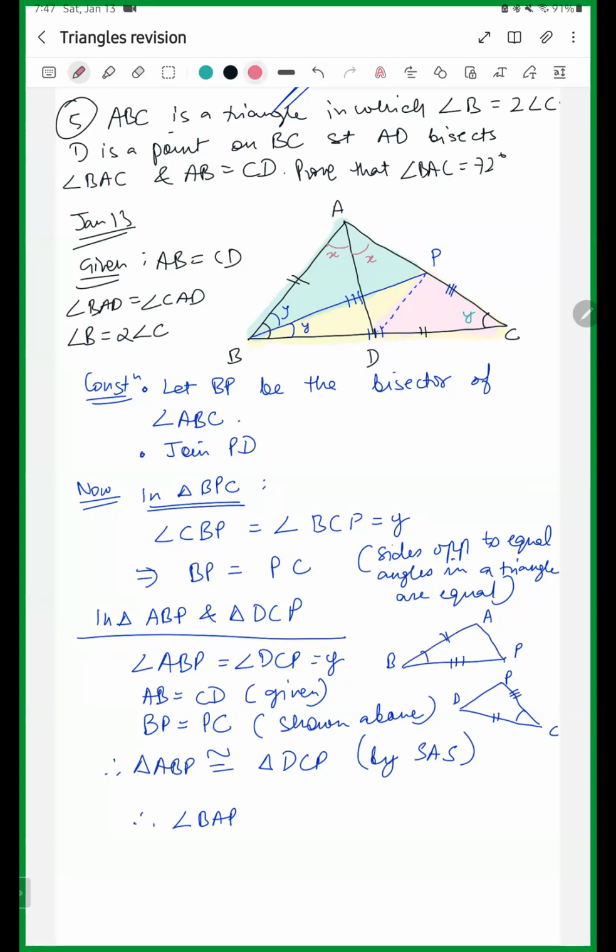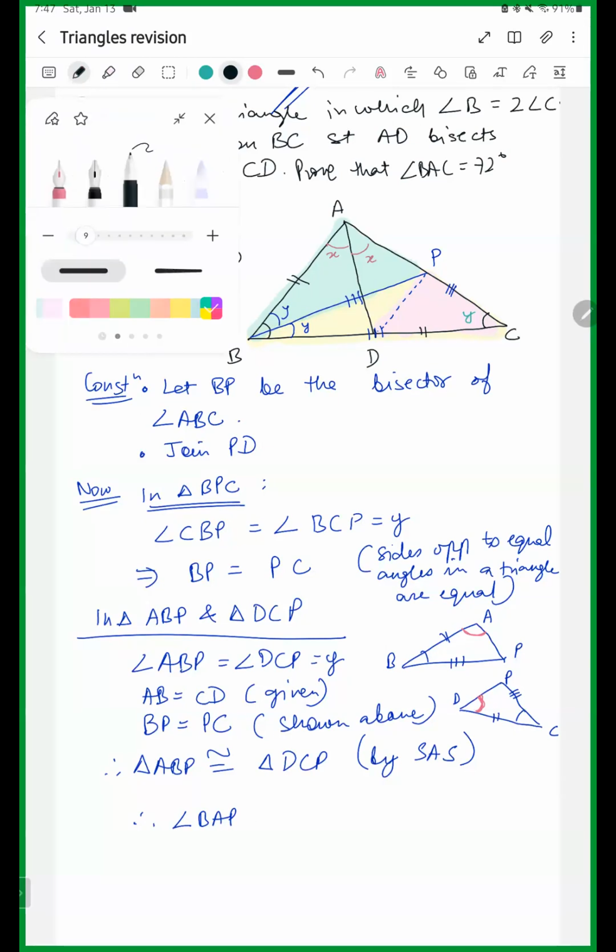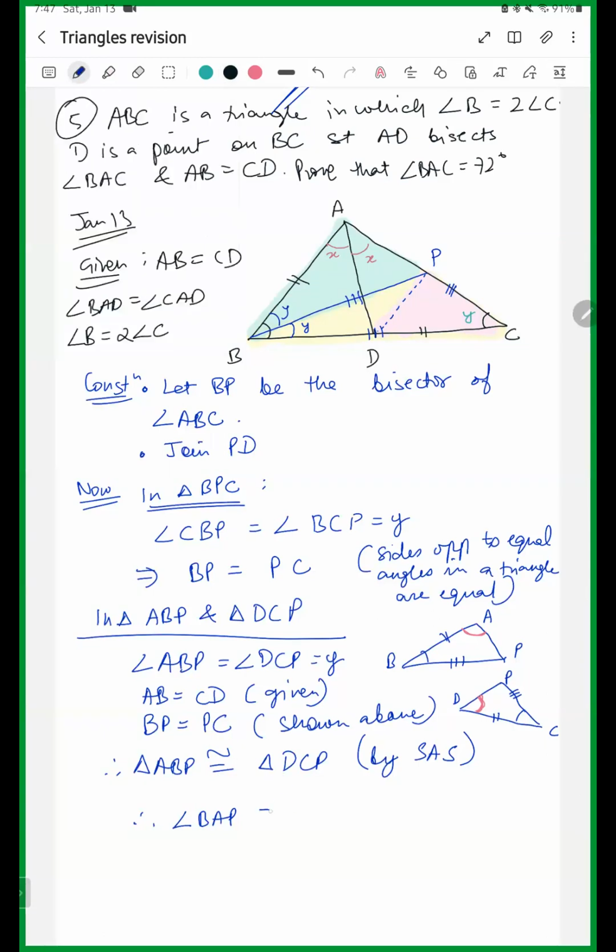Which will be the corresponding parts? A will correspond to D, so these two angles will be equal. Angle BAP is equal to angle CDP. And also the third side will be equal: AP is equal to DP by CPCT.